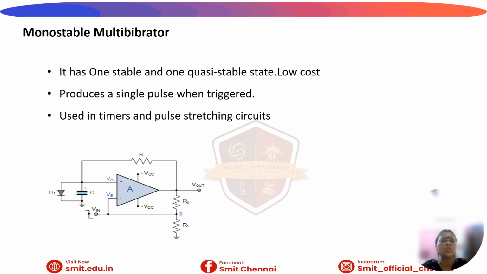The circuit diagram is shown as in the slide, and it is designed using op-amp. A trigger pulse is given using a filter and a diode along with a capacitor. The positive feedback is given through the voltage divider network R1 and R2. The timing components R and C determine the time period of oscillation for the monostable multivibrator.